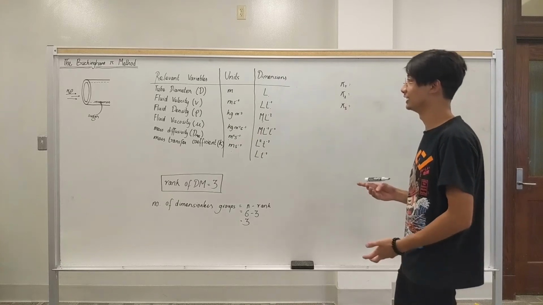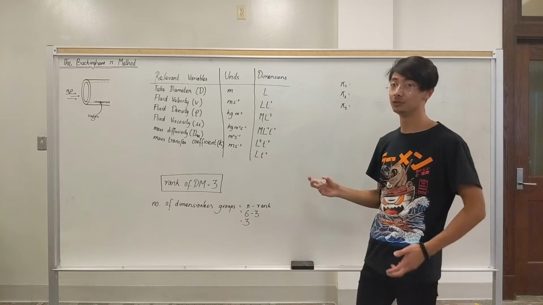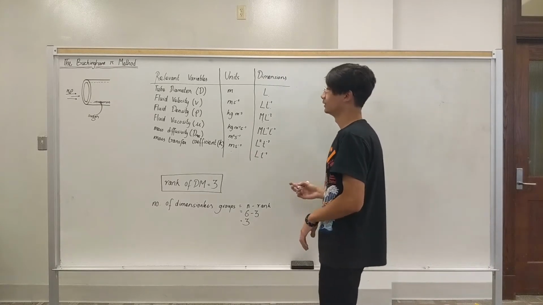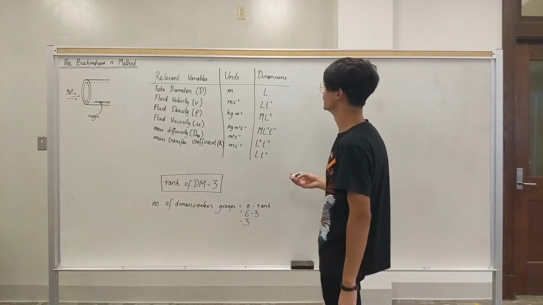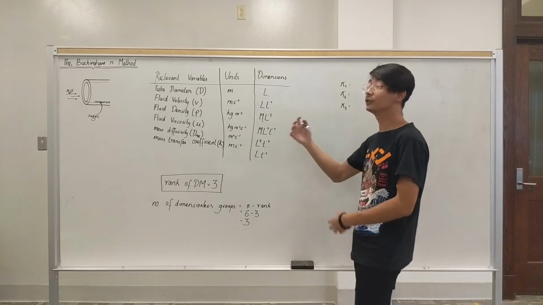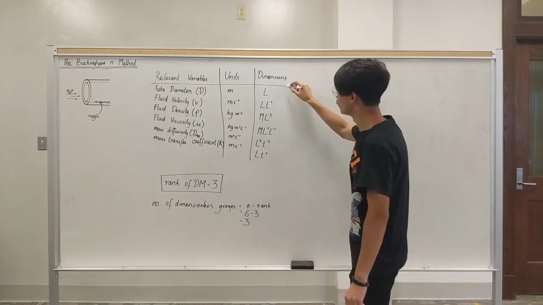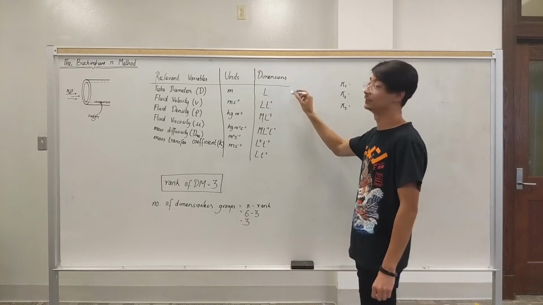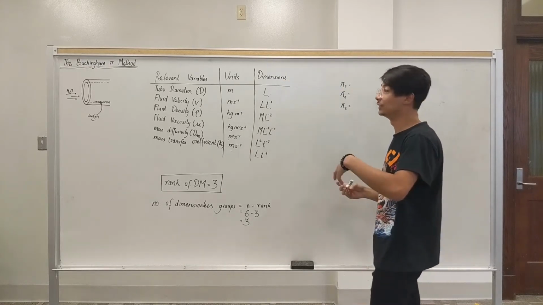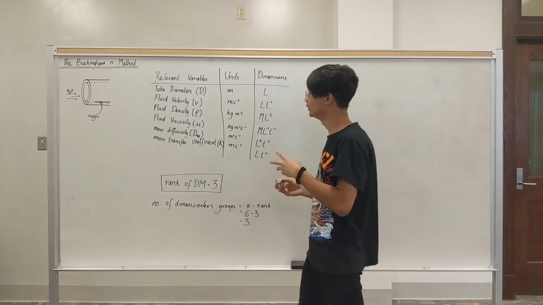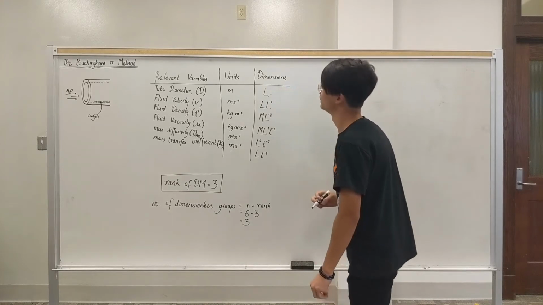So the next question is, we have 6 different variables here. Which 3 should we choose in our core group? There's only one rule to do that, and that is the union of all the core groups should contain all of the dimensions that are present here. So that means we have length, time, and mass. So we need to choose 3 different variables that in their union will have all of these 3 dimensions.